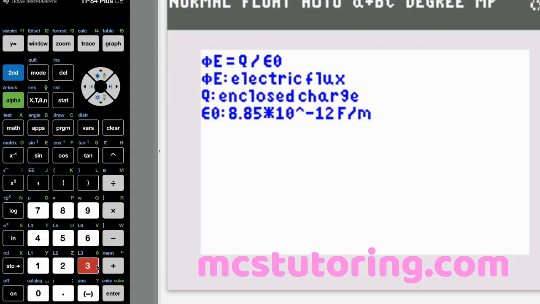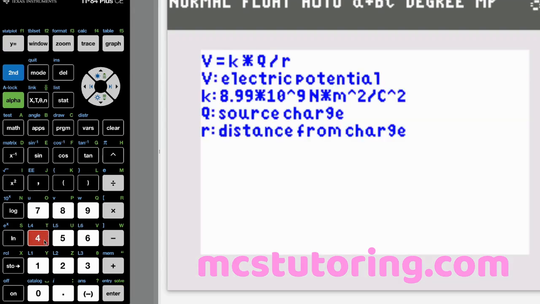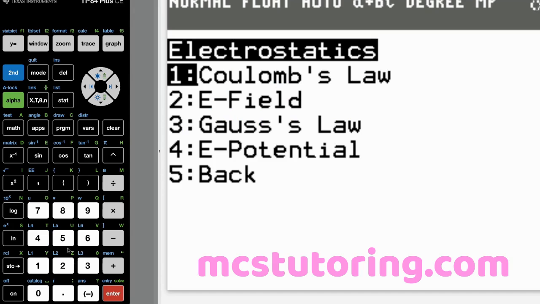We're going to go to Gauss's law. And it looks like we've got phi E equals Q over epsilon sub 0. And phi E is electric flux. Q is enclosed charge. And E sub 0 is a constant. Looks like it's 8.85 times 10 to the negative 12 F divided by M. So we continue, and then we're going to go E potential. And then got V equals K times Q over R, where V is electric potential. K is that constant. Q, big Q is that source charge, and R, again, distance from charge. So we're going to go back here.